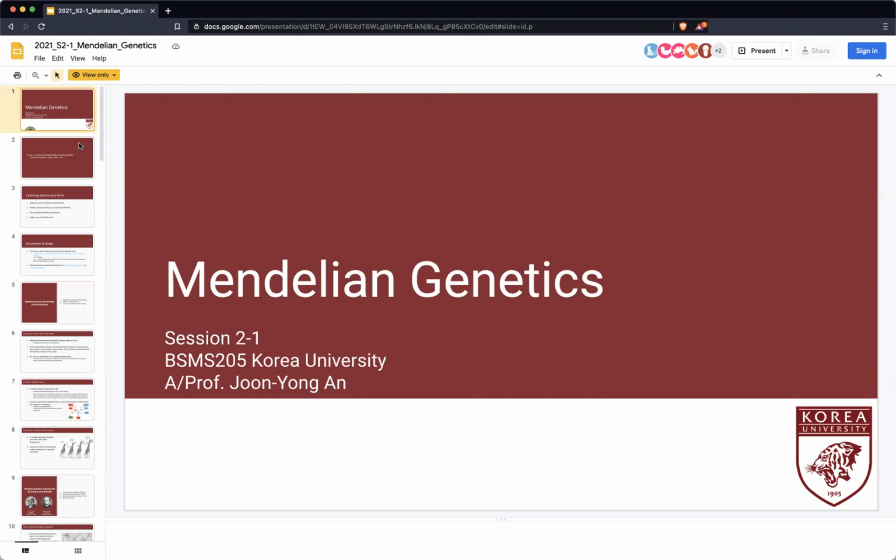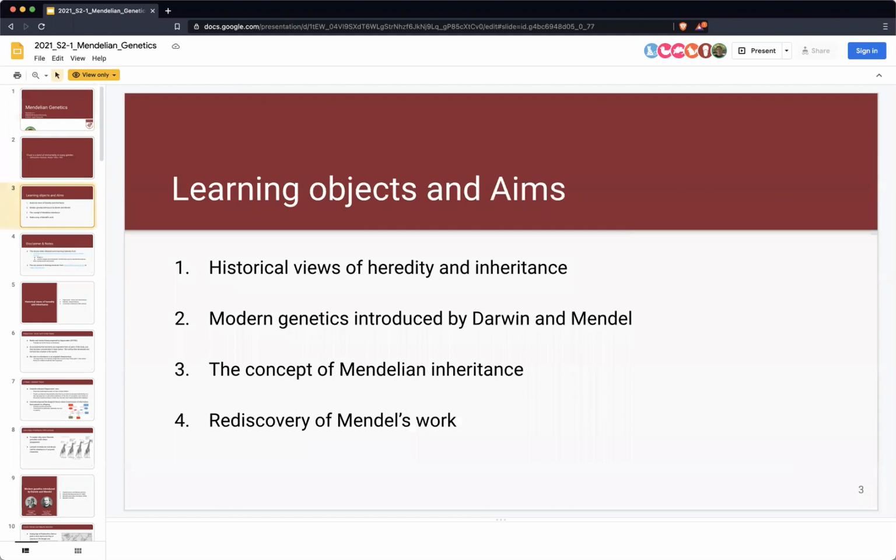I'm more focused on how Mendelian genetics developed during history, and also how it is linked to other genetic research. So we're going to cover bits of the historical background of how people think about heredity and inheritance from the biological population, and also how modern genetics evolved and was introduced from various models in the late 19th and early 20th century. Then I'm mainly going to discuss two models proposed by Charles Darwin and Gregor Mendel.